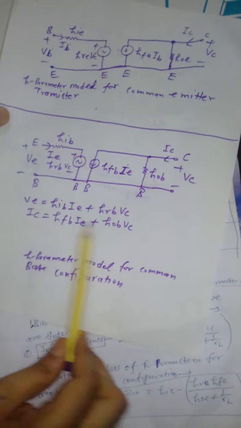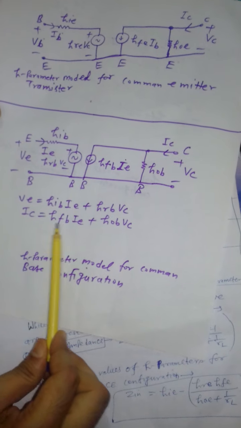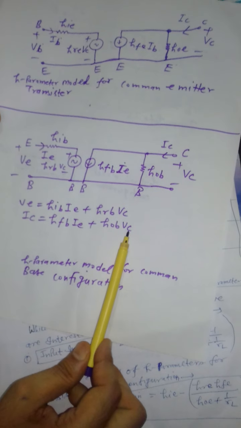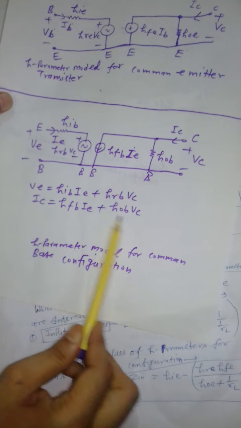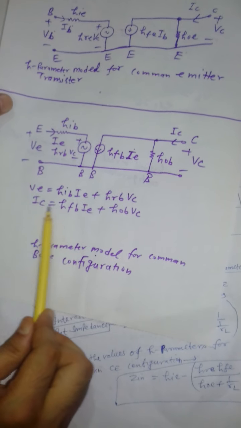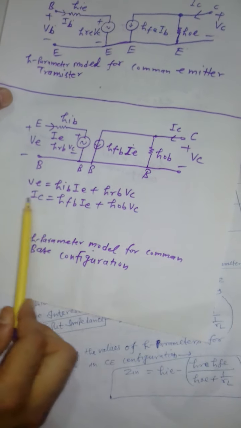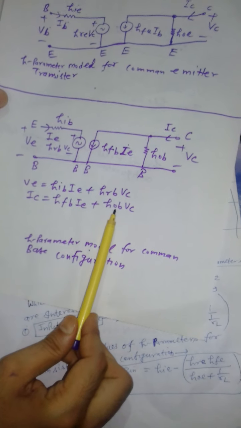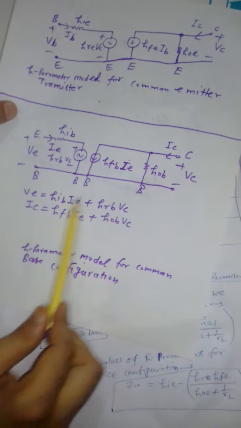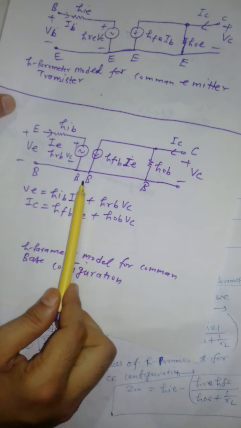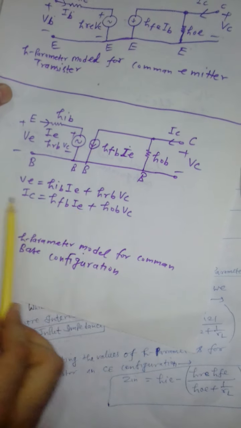Now the second equation is the current equation. IC is equal to HFB IE plus HOB VC. The left side is a current, so this term will also be a current, and this will also be a current. Now if you want to represent the second equation by a circuit, you will have to draw a parallel circuit, because this is an equation of current.